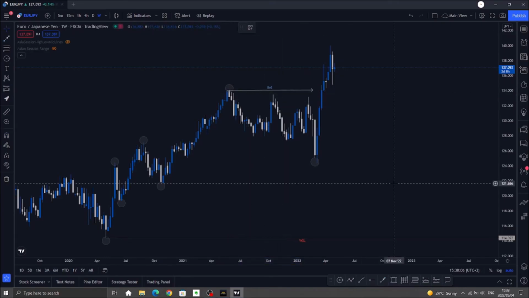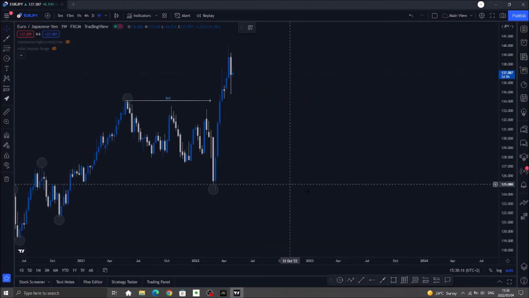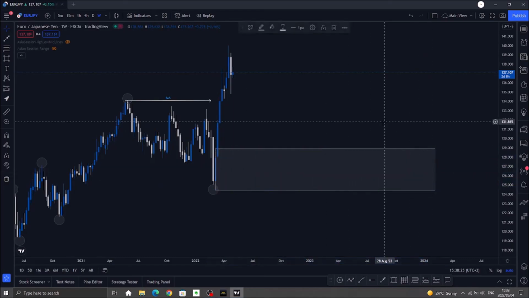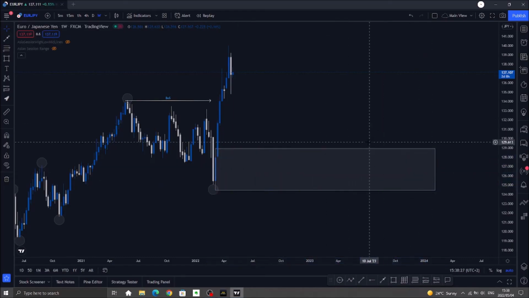All right. So once we've marked out our break of structure, the next thing we want to do is identify where that break of structure originated from. And where that particular break of structure originated from would be this particular candle in here. Now, don't be scared to mark out candles on your higher time frames when you're performing your analysis initially, because the lower you go, the more you can refine that particular zone that you mark out.